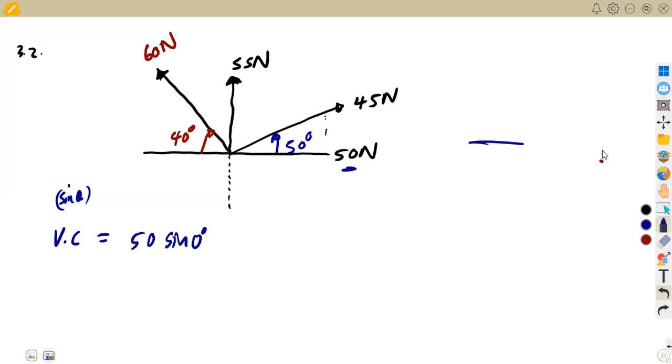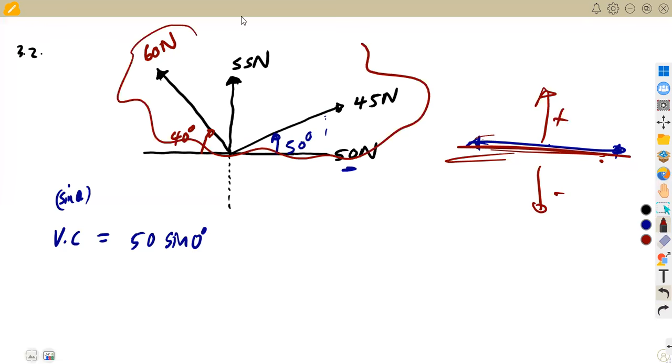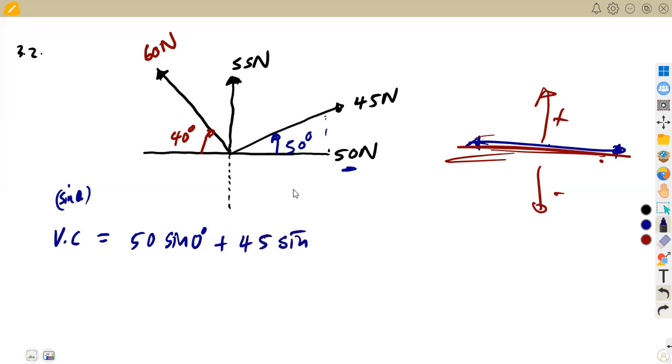It's on top. Remember, everything that is above the horizontal line becomes positive, everything below negative, as compared to the horizontal line. So all these forces are above the horizontal line, so they'll all be taken as positive, meaning to say we've got plus 45 sine of the angle in between, which is 50 degrees.